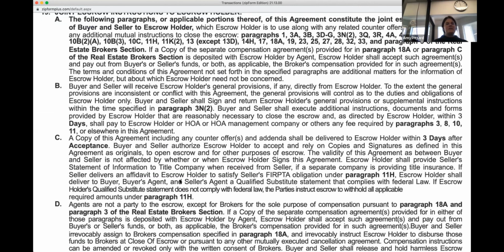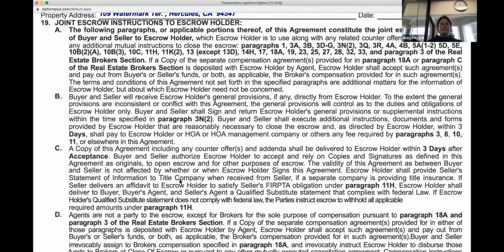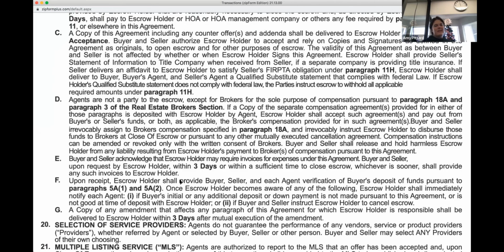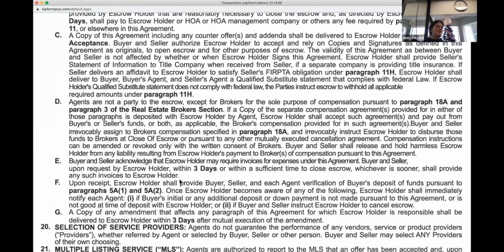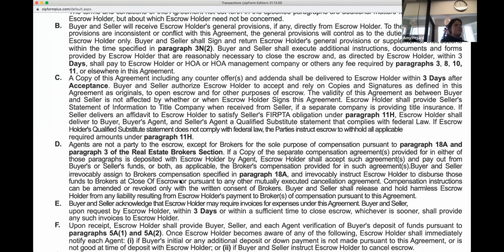19 is our joint escrow instructions to escrow holder. I'm not going to cover this in detail because really what this just outlines to the escrow holder is that they are the neutral party in charge of the transaction. They handle the monies, they prorate everything, they do all of that. So we're just going to skip that. Sometimes they find extra money for you.